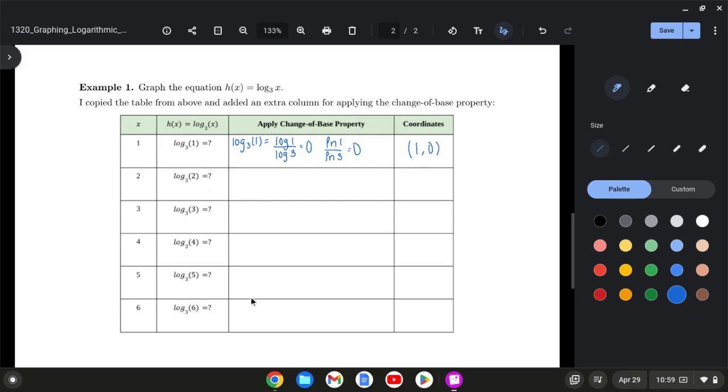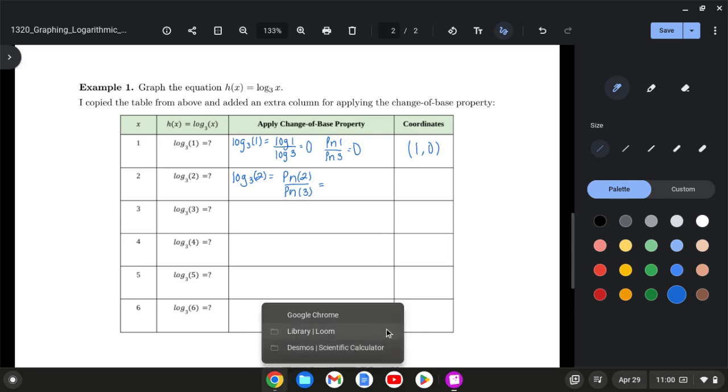Now we can do the same thing for x equals 2 through 6. We could use either one, the common log or the natural log change of base property. They are both going to be equivalent, so it does not matter which one you choose. You can choose whichever you prefer. So I'm going to use the natural log one. So we have now log base 3 of 2. Using the natural log change of base property, we get the natural log of 2 divided by the natural log of 3.